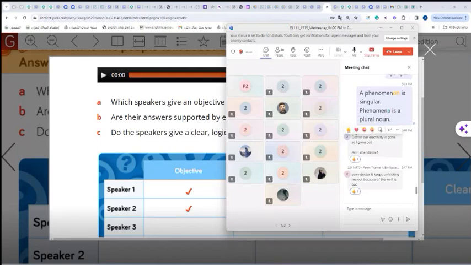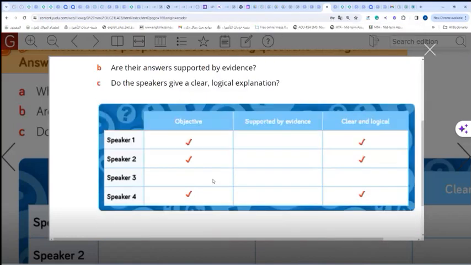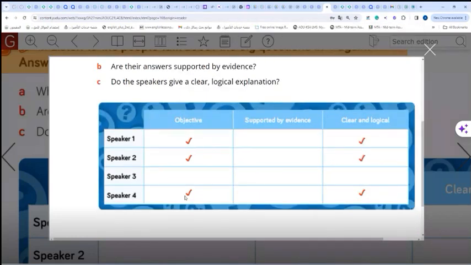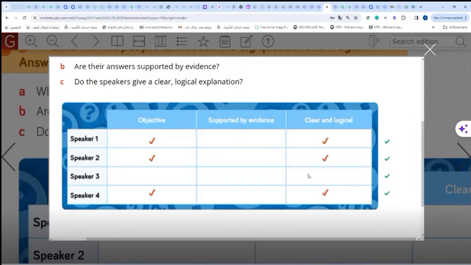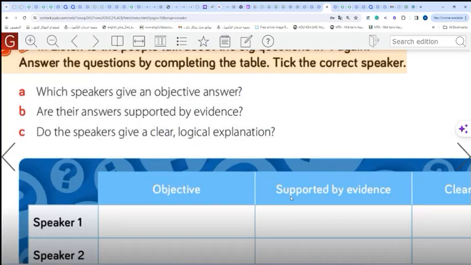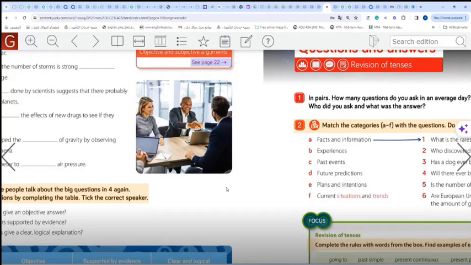Okay. So dear students, again, the last one. This is not according to me. It's according to the writer of the textbook, of the course book. So speaker 4 is objective, and his statement or his argument is clear and logical. That's it. Thank you so much, dear students. Let's go to yes.